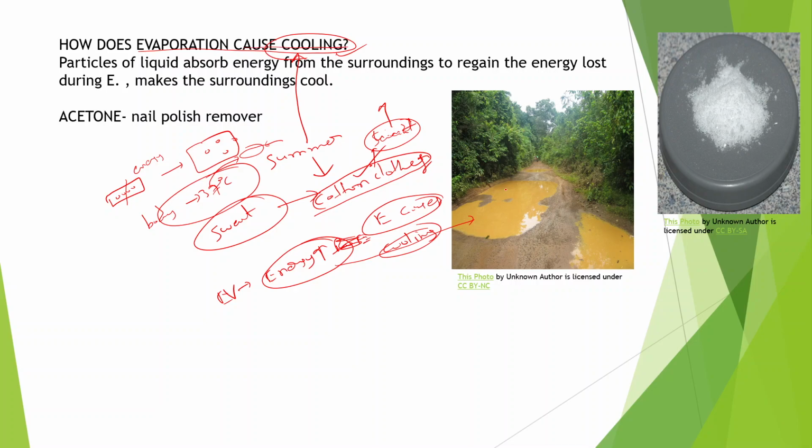Here also, if you take a thermometer and see the temperature, it may decrease very little, but there will be a decrease in temperature because evaporation causes cooling. It takes the heat from the surroundings only. Particles of liquid absorb energy from the surroundings to regain the energy lost during evaporation, which makes the surroundings cool.